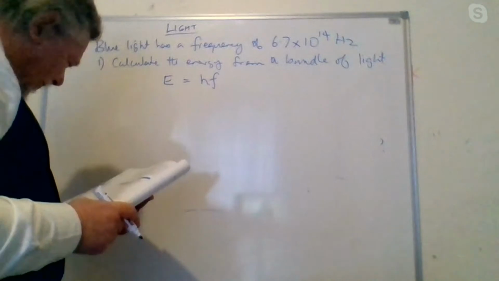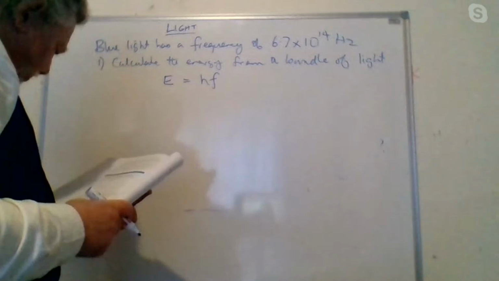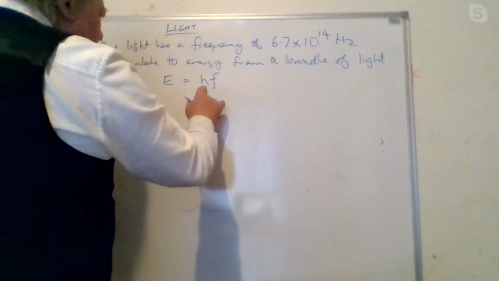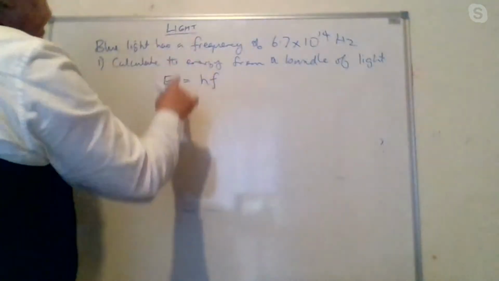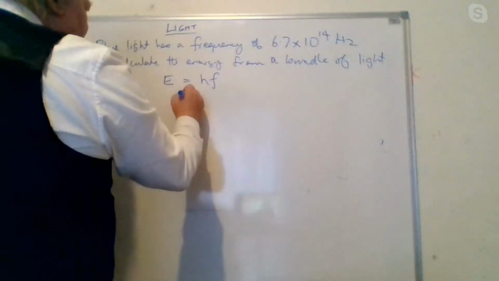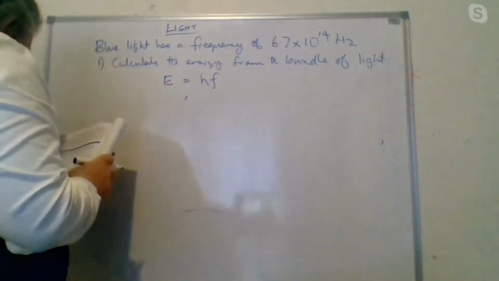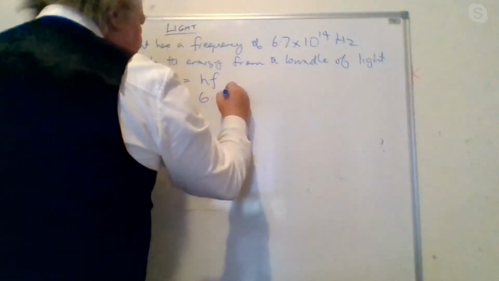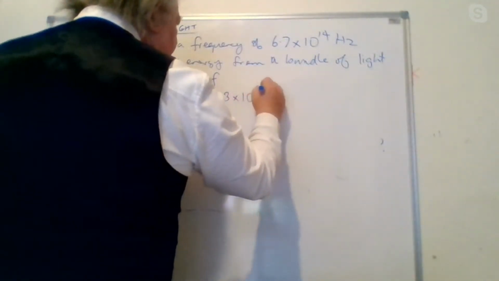Let's have a look at this. We're saying that energy is Planck's constant times frequency, which is a pretty simple thing to do. So that's going to be Planck's constant, 6.6 by 10 to the minus 34.